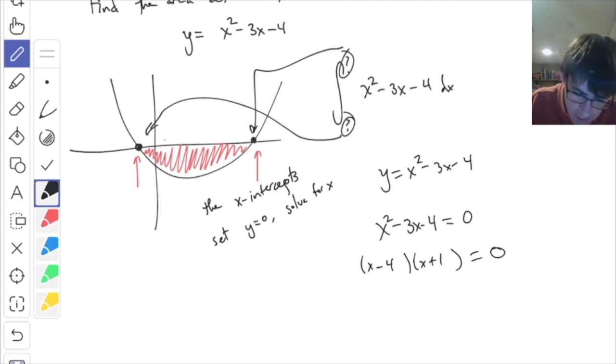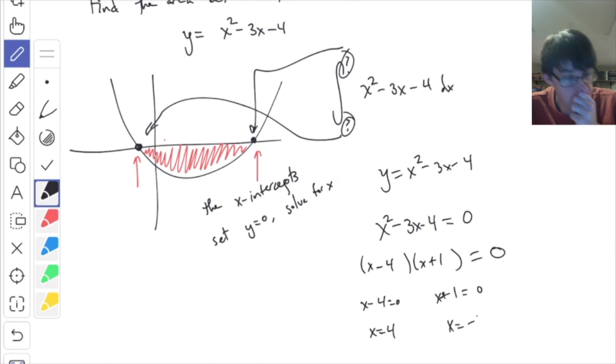And so that means x minus 4 equals 0, x plus 1 equals 0, x equals 4, x equals minus 1. So actually, it looks like my picture was actually fairly accurate. This is minus 1, and this is 4, which is pretty, you know, I could believe that, right? It's pretty good. I just made that up. I actually hadn't worked this one out ahead of time. All right.